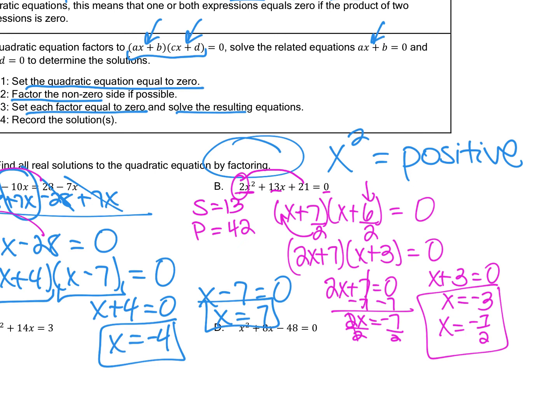So again, same thing on the graphing part. You can always check a quadratic equation by plugging it back in for your x's, making sure that it equals 0.